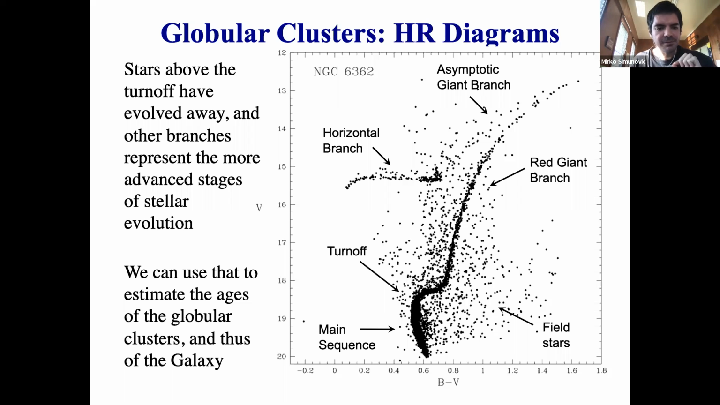So the turnoff is a very important point, because we can use the structure of this diagram, the structure of these points, and in particular, we use the location of the turnoff to estimate the age of globular clusters, and thus of the galaxy, because the older the clusters, the older the galaxy, because the clusters were formed in the galaxy.